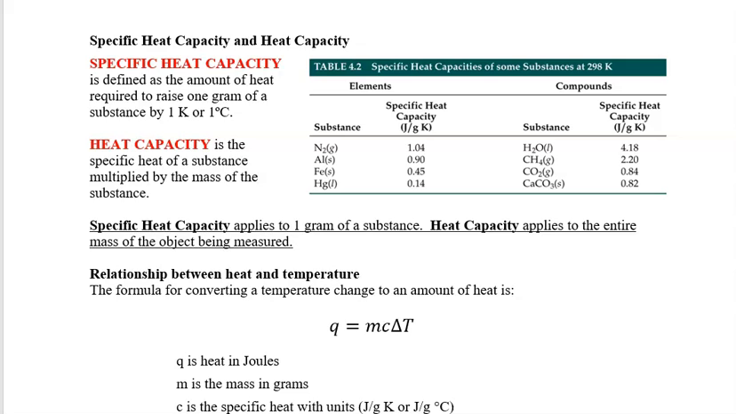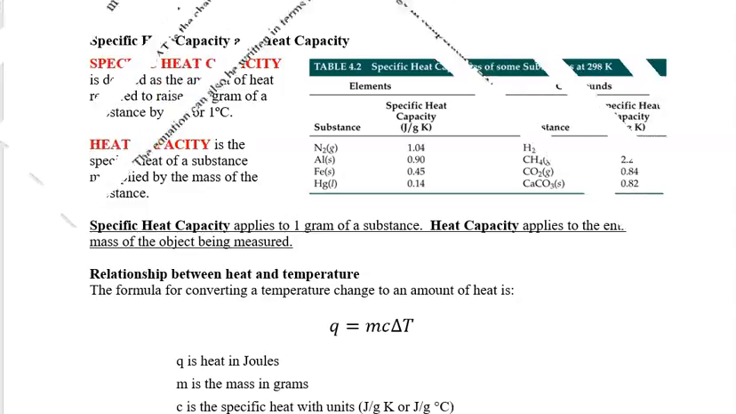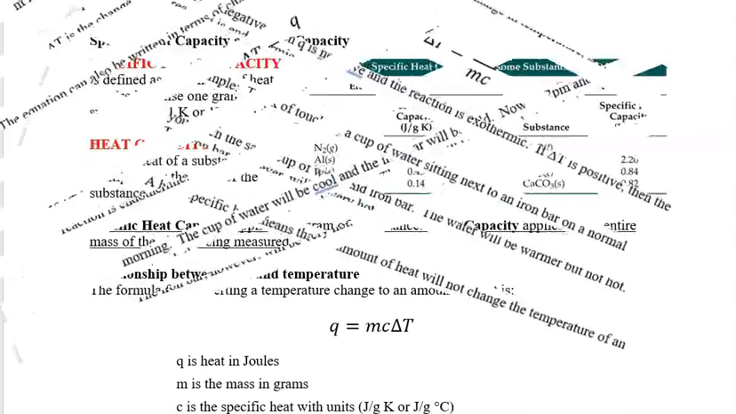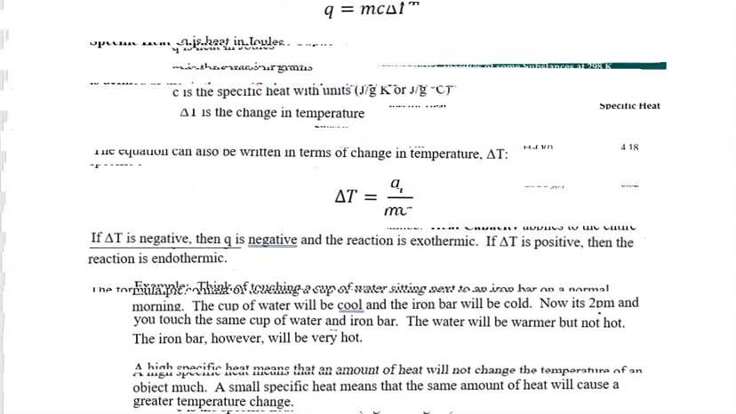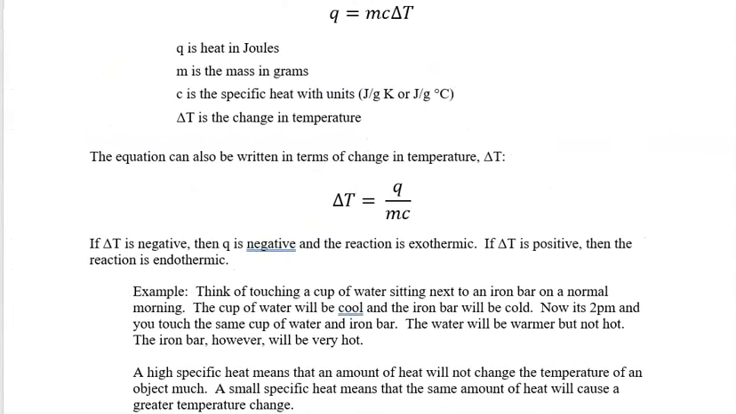So as we see this formula down here, it says the amount of heat is equal to the mass times the specific heat of the substance times the change in temperature. So we look at what that means down here. So Q is heat in joules. M is the mass in grams. And C is the specific heat. And that's a characteristic of a particular substance.